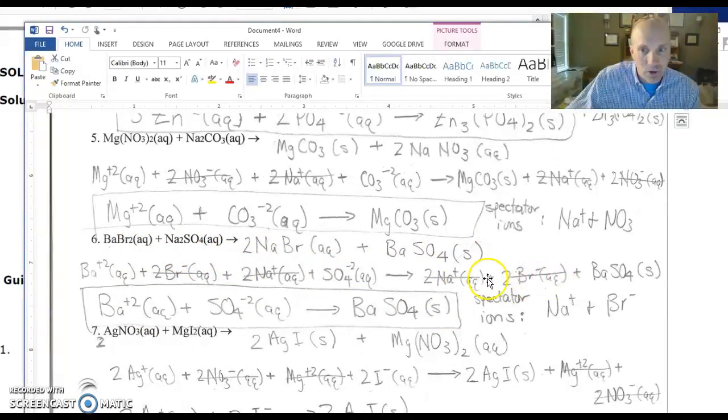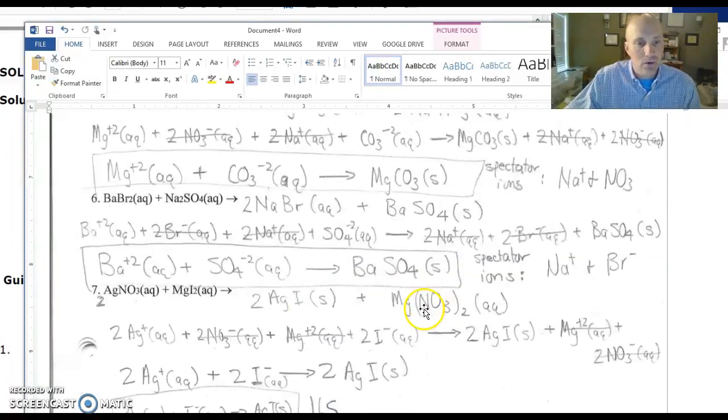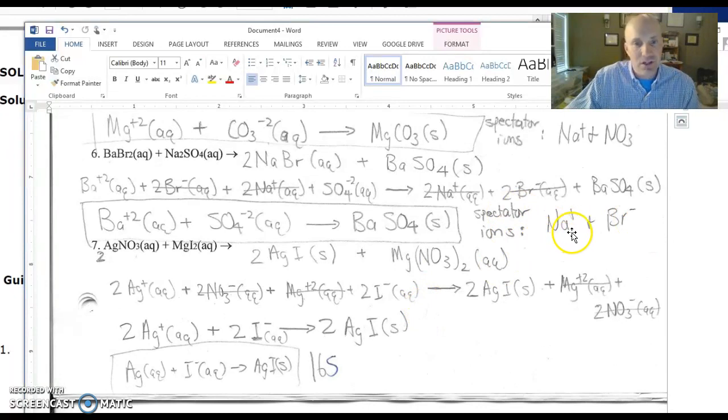And breaking things apart into their ions, and then looking at what's the same on both sides. Our bariums cancel out, our sodiums cancel out. The barium gets brought down, the sulfate is still there. It gets brought down, and then we have barium sulfate right here. This is your overall reaction, and these are your spectator ions.